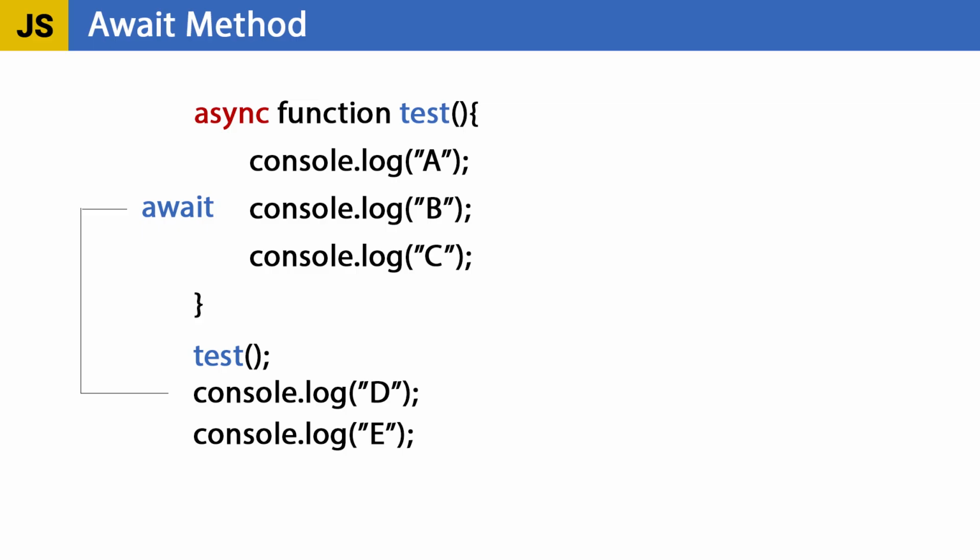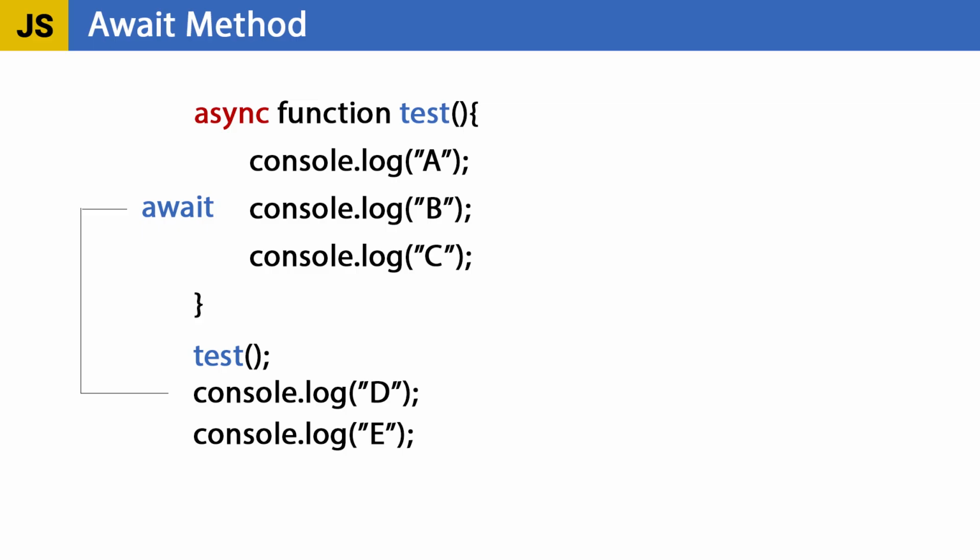If I call the test function, first it's going to print console a. Then it comes to the await method. And here I told my async function to wait. It prints console b. After that, whatever code is there, it will not execute it. So it jumps outside the test function and tries to execute our other code.